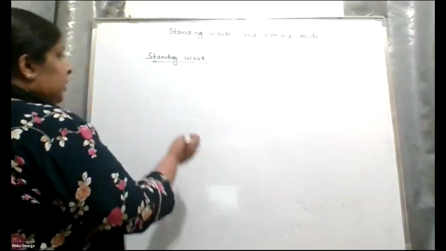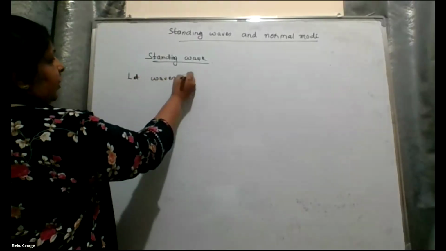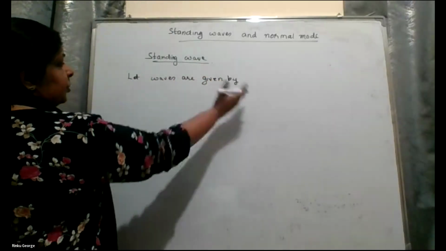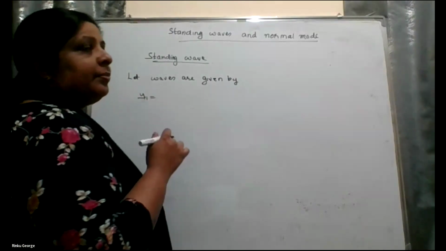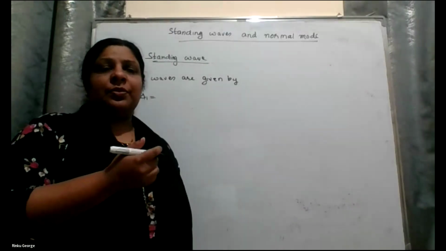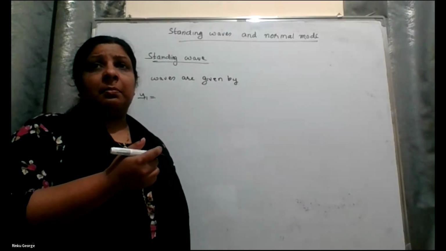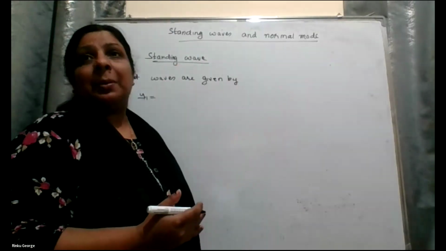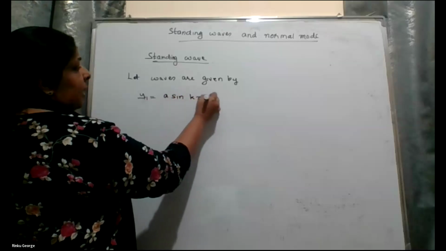Done? Done. So let the waves be given by the following. Left to right wave is y1. What will be the equation of a wave? What was the equation of a wave? A sine(kx minus omega t) or plus omega t. Left to right means it's a positive wave, so minus. So y1 is A sine(kx minus omega t).